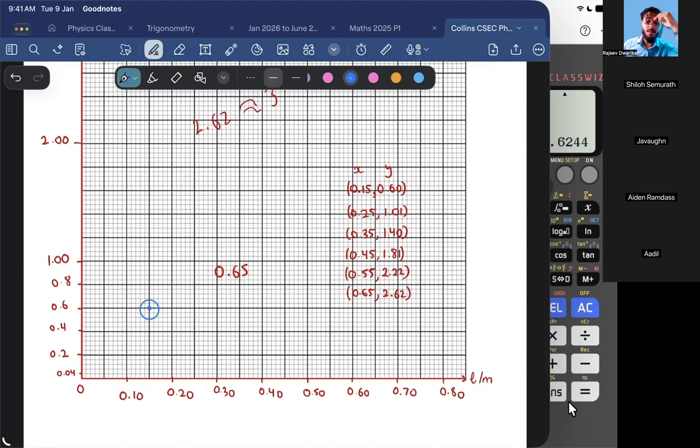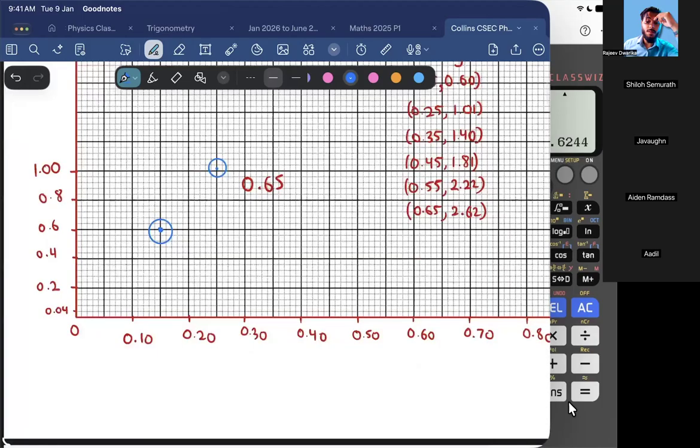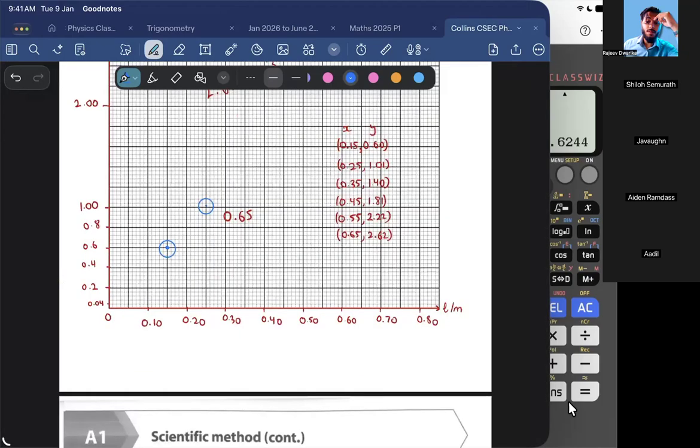So let me do that one. 0.25 between 0.20 and 0.30, and 1.01. That will be right here. Let me know if you understand that. You okay with that? Tell me if I agree with that or not. Yes, sir. Alright, next one is 0.35, 1.4.